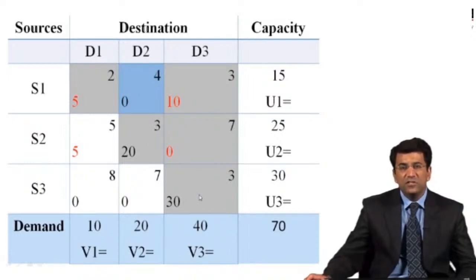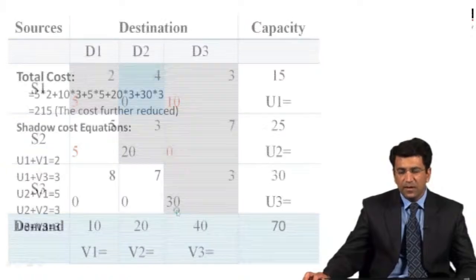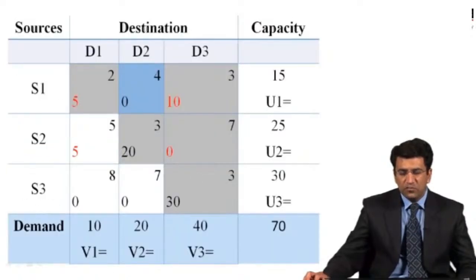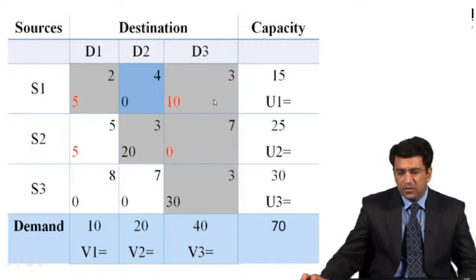Again, students will have to find out the shadow cost, that whether this table will give us the optimal solution or not. So again, we'll have to put that U1, U2, U3 in different rows, and V1, V2, V3 for the different columns. And again, we'll have to make the different equations. That is again the equation U1 plus V1 is equal to this particular per unit cost, that is 2. So first equation will be U1 plus V1 is equal to 2. Second equation will become U1 plus V3 is equal to 3.